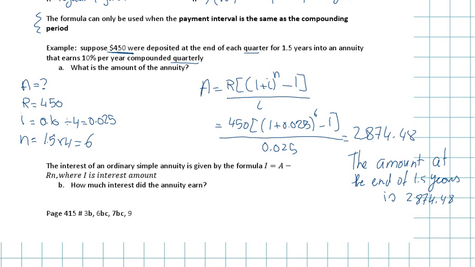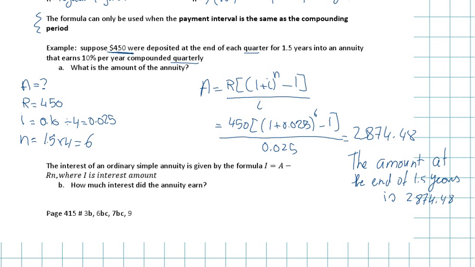So he deposited 450 6 times. How much is that? How much did he put from his own pocket? 2,700. How much does he actually have in the account right now? After all the multiplication, 2,800. So how much interest did he earn? 174.50. So you see what I did?